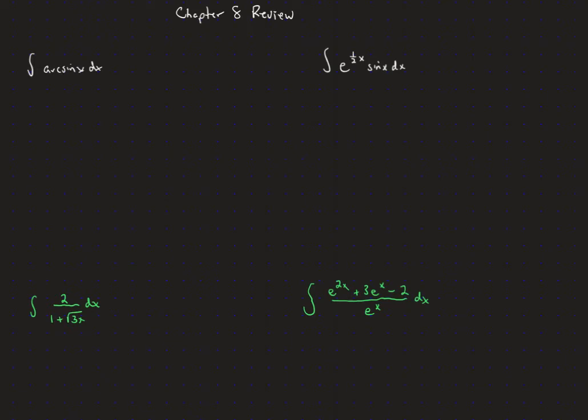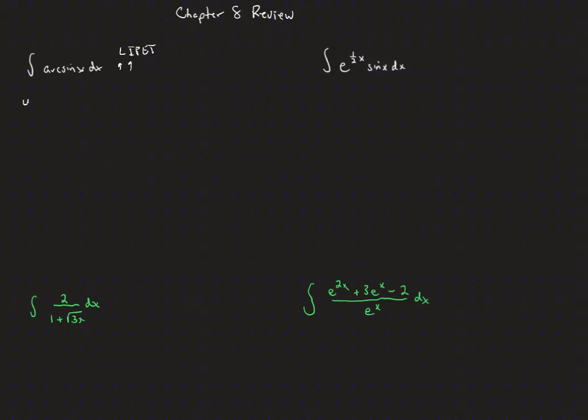In this video, we'll work some more problems to prepare for the Chapter 8 test. The first one, the integral of arcsine of x dx, is actually one of our integration by parts problems. Thinking of LIPET, remember, is a suggestion for how to choose your u. A logarithm is a first choice, but we don't have a logarithm. The I stands for an inverse trig function, and that's what we have here.